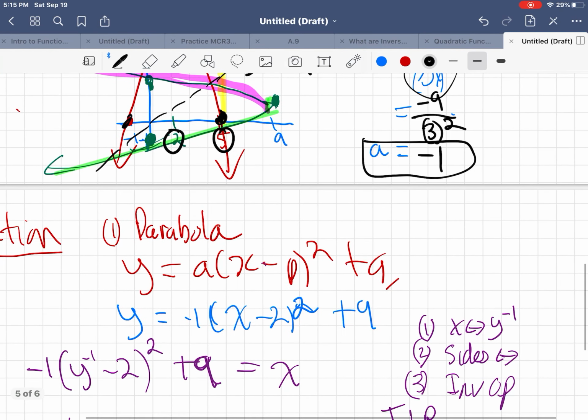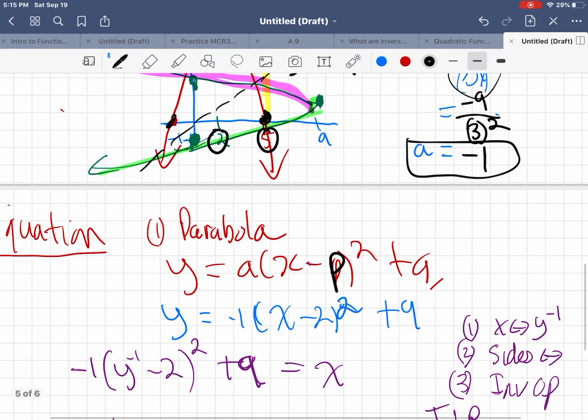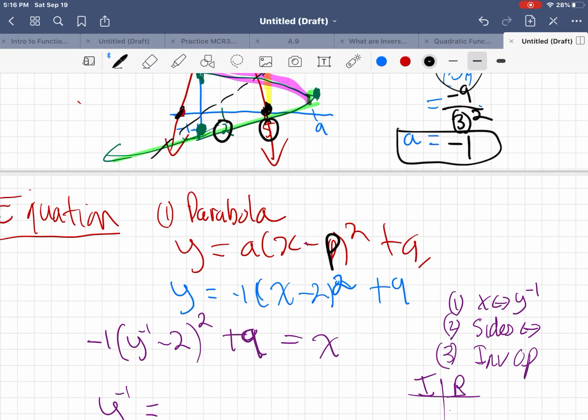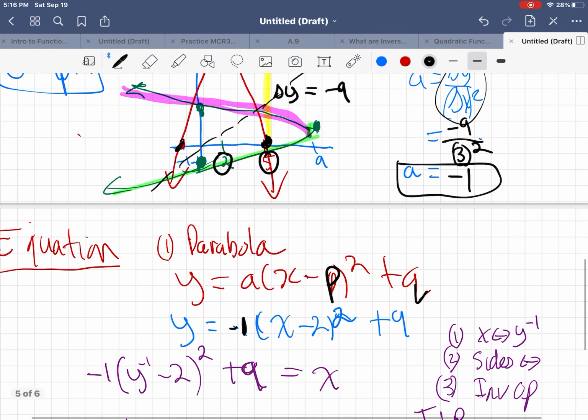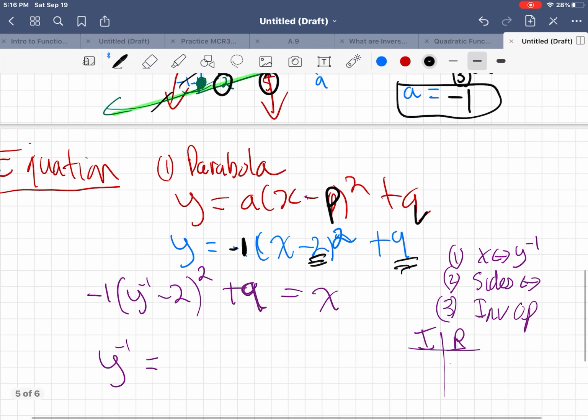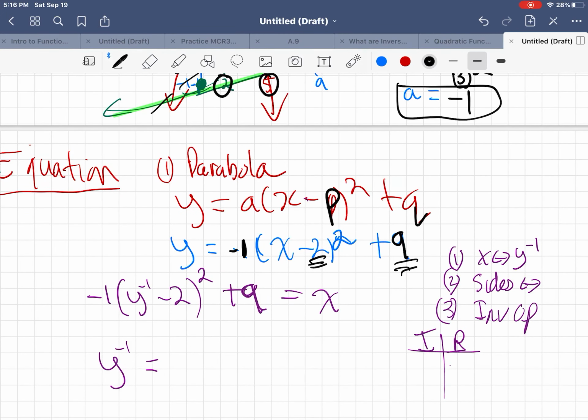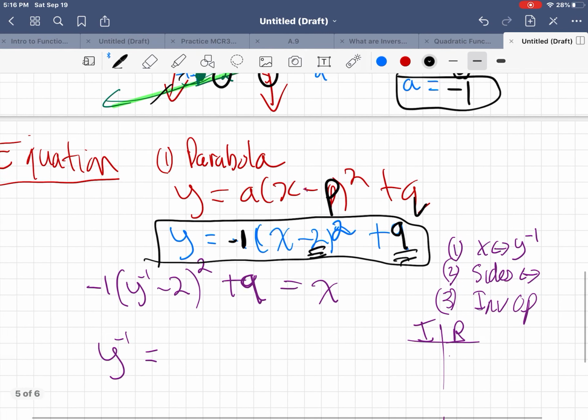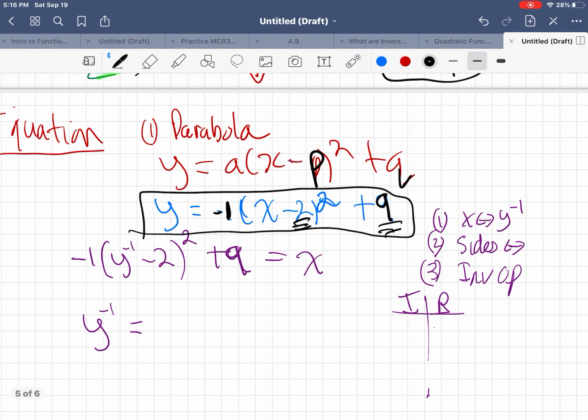What I do now is put it into the general form for the equation, which is a(x - p) quantity squared. When I say quantity squared, I mean the things are in a bracket, plus q. So I've already put this in, so it's negative 1 for a, and the vertex we know is at (2, 9), so that's going to become -(x - 2)² + 9. That is the y value of the original function. Now we're going to go through a process and get the inverse of that.